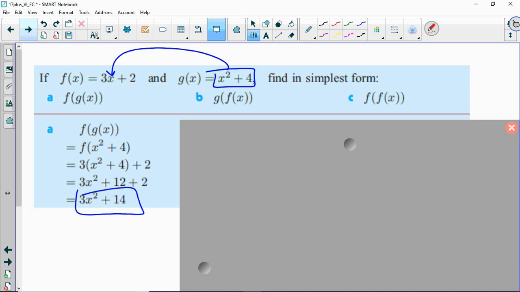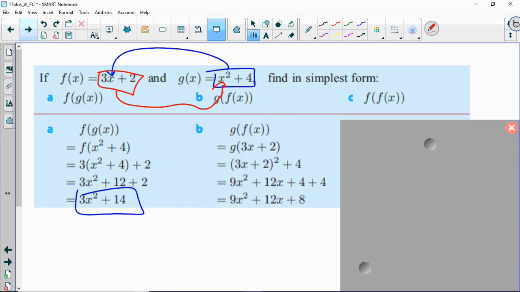In the second example, we're going to do g of f of x. So now we're going to take f and put it into that x. So it's g of 3x plus 2, which is 3x plus 2 squared plus 4. And then we expand and combine like terms. And we get an answer.